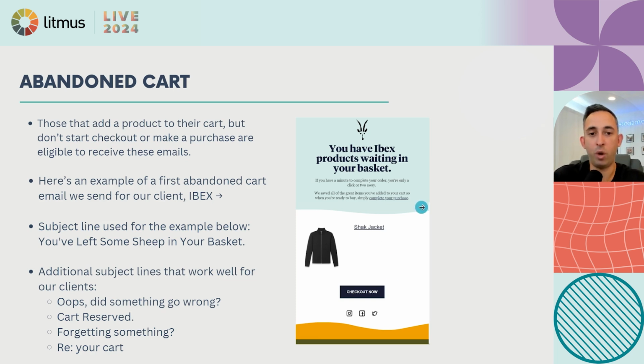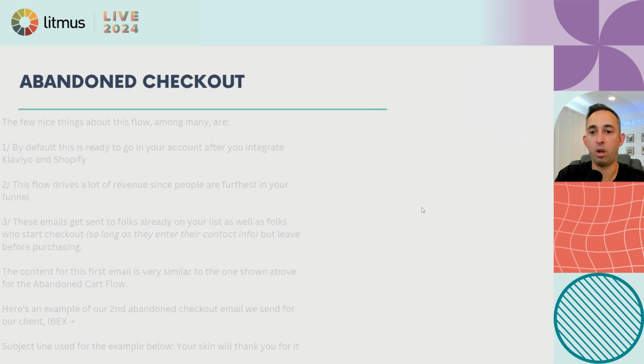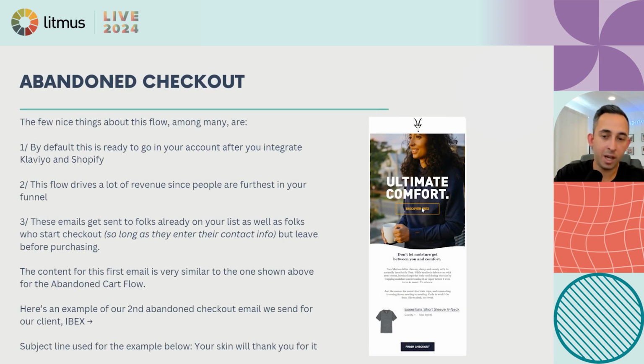It's just a simple, quick reminder that you left products behind. And then the next one is the abandoned checkout. It's similar to the abandoned cart, but it's a little bit different. The nice thing about this is, in the case that maybe you use Klaviyo and Shopify, this is ready to go, integrated by default. You obviously have to make some adjustments and changes.